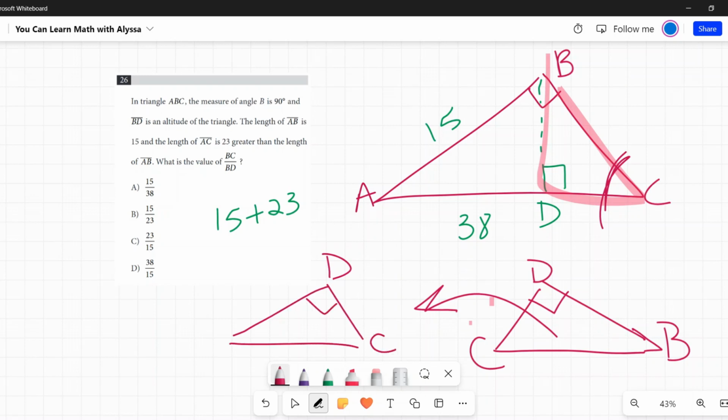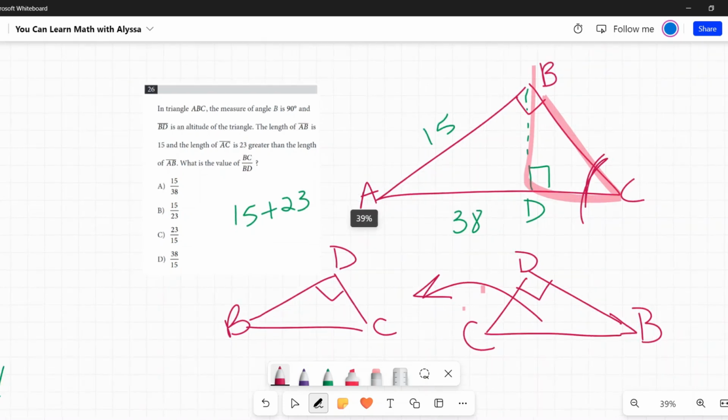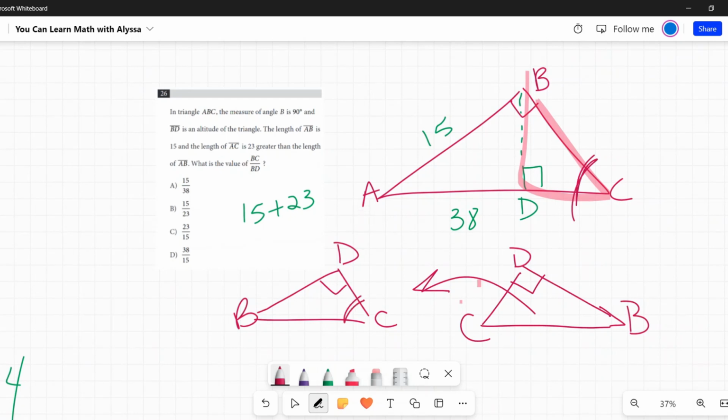So angle C is here and angle B is here. So now it's easier to see the corresponding angles. I know they both have a right angle and they both share angle C. So there's my similar triangles.